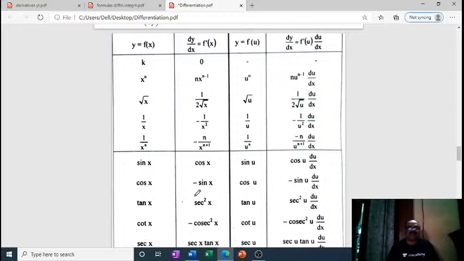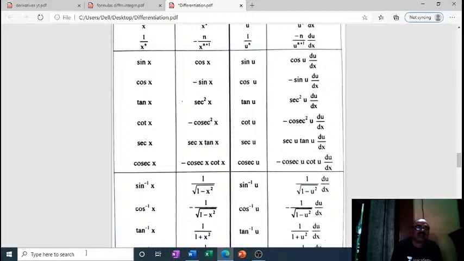Next, 1 by x, it's minus 1 by x square. 1 by u, minus 1 by u square into du by dx. 1 by x power n, minus n by x power n plus 1. 1 by u power n, minus n by u power n plus 1 into du by dx.